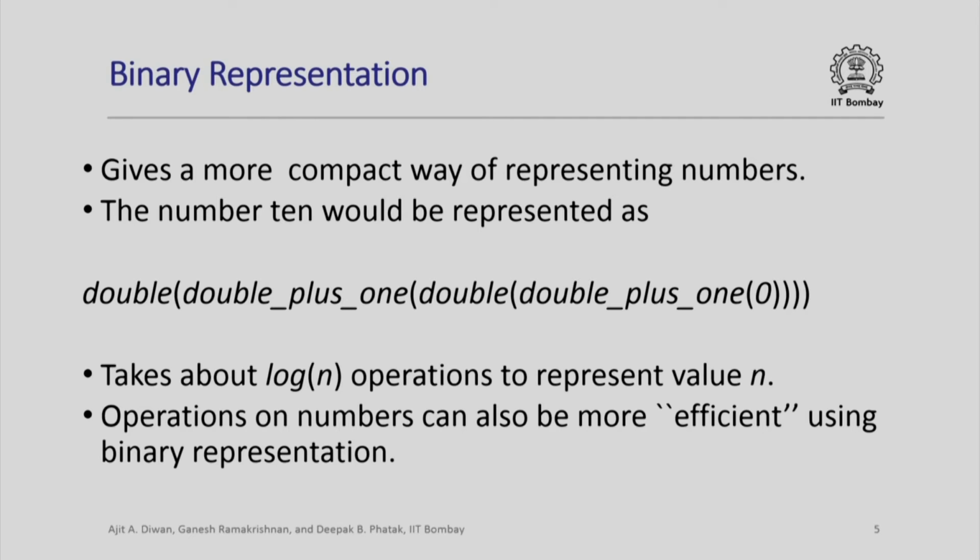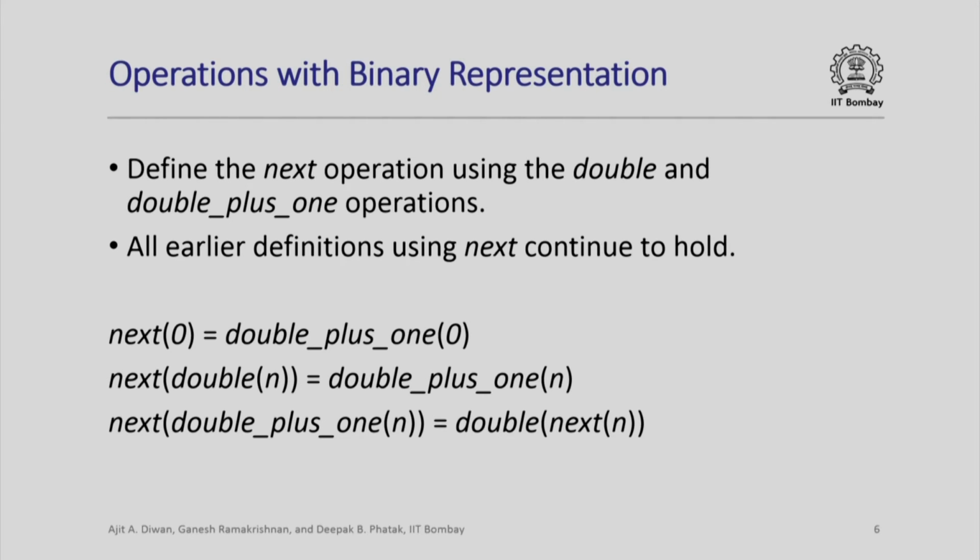So, you can see this suggests the binary representation of numbers, and this takes about log n operations to represent the value n. In some sense, we can say this is a more efficient way of representing numbers. We will be studying later what efficiency means. But compared to the n next operations needed using the previous definition, here we can do it with only log n operations.